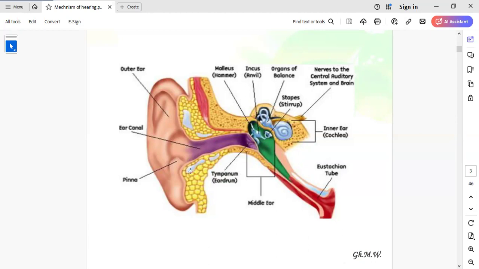Auricle, this is auricle, external auditory canal, tympanic membrane, three ossicles, main component of middle ear, Eustachian tube, posteriorly mastoid process, and stapes linked with oval window, below which round window. These are two windows of inner ear. Inner ear composed of posterior-superiorly three semicircular canals. Middle part is vestibule. Antero-inferior part is cochlea.